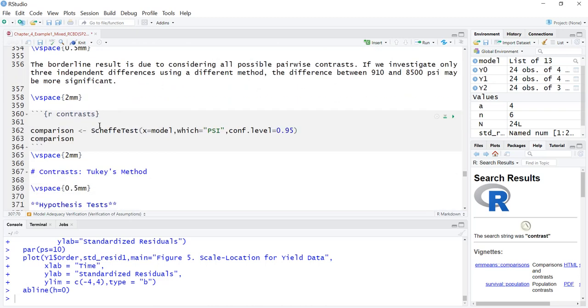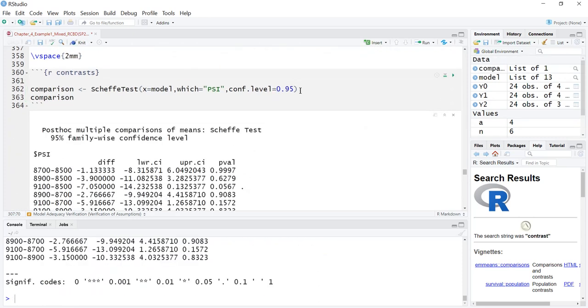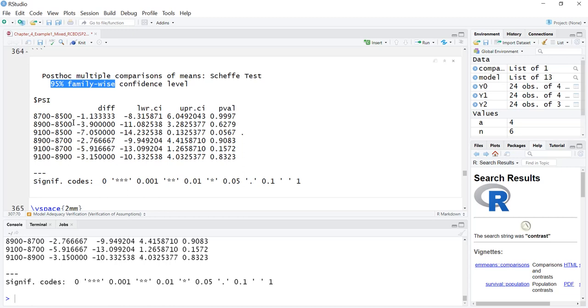So what we're doing, here's the comparisons for Scheffé. Okay, so you can change the confidence level if you want. Remember, and it says 95% family-wise or experiment-wise confidence level. Okay, and it does all possible pairwise. And then it gives you a p-value. None of these are less than 0.05, but look at this one. It's right at 0.05. It's got this dot here, and the dot is right here, and it says 0.1.